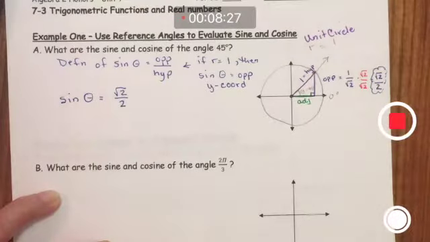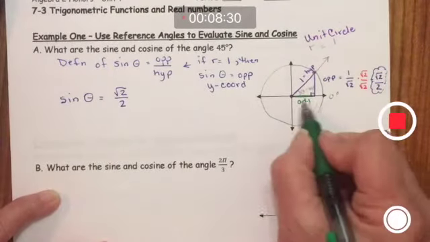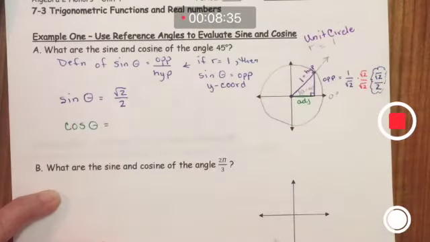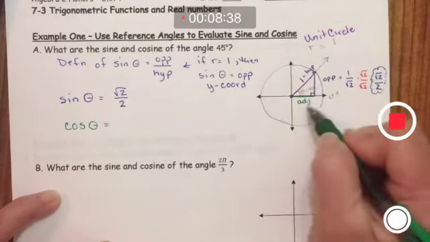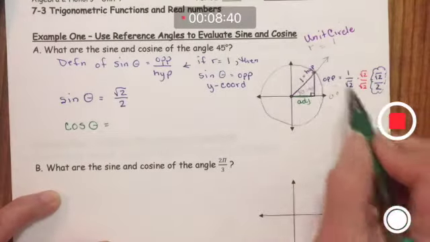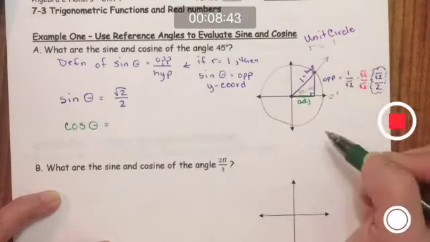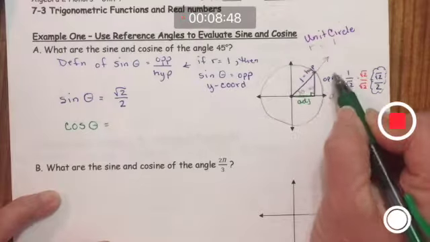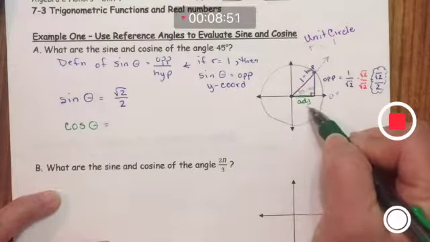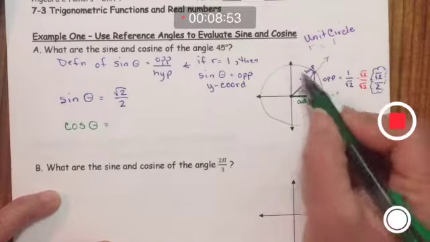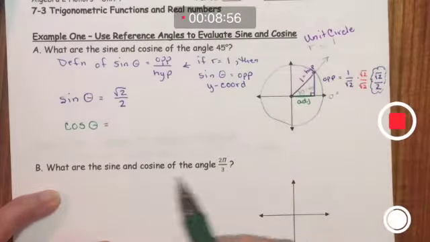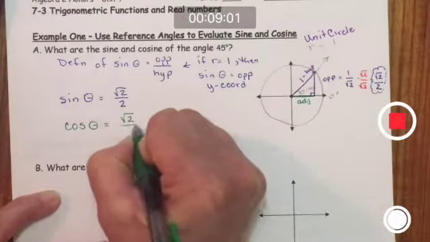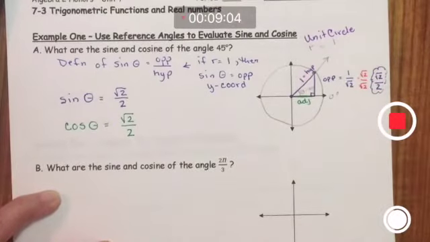Now, the cosine of my angle, which is 45 degrees in this case, is going to be the adjacent length over the hypotenuse. But here's the good news. Because this is a special right triangle, and I know the two legs have the same length, the opposite and the adjacent are exactly the same length, so the ratio to the hypotenuse is exactly the same. So for all 45-degree reference angles, the sine and the cosine will look like square root of 2 over 2.